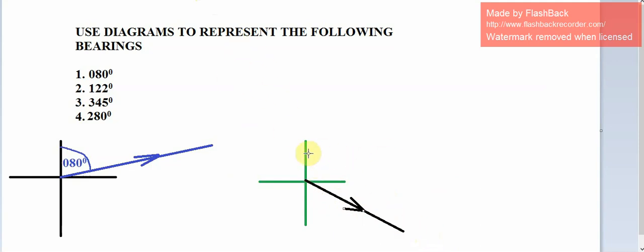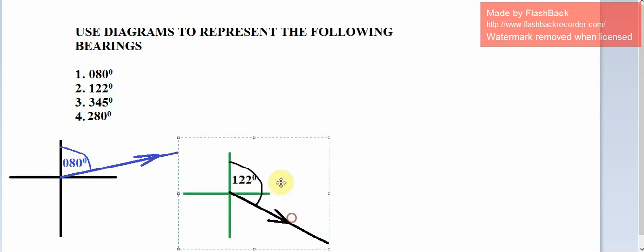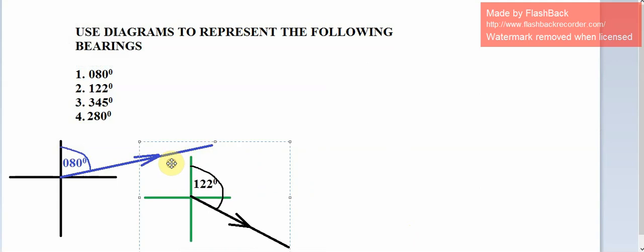Enclose a space there with an arc, and write the value of the angle, 122 degrees, in that space. So that is the second question. Let's go to the third question.